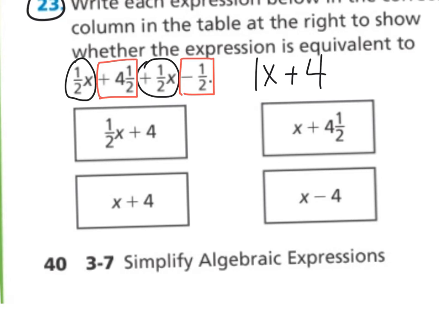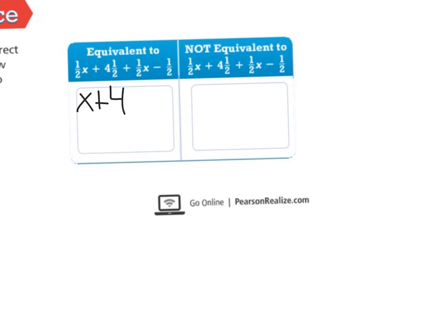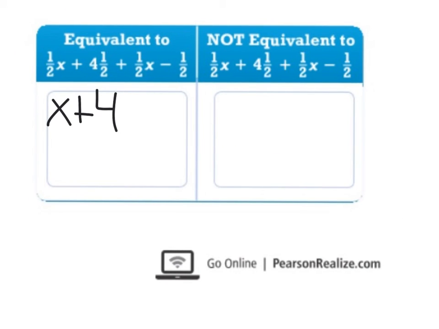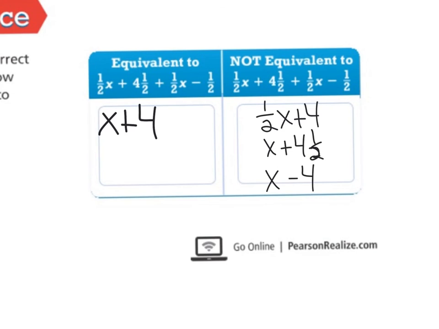So there's actually only one expression that's going to be equivalent here, which would be the x plus 4. So equivalent, we would put x plus 4, and then not equivalent would be the other 3. So 1/2 x plus 4, x plus 4.5, and x minus 4 are all not equivalent. So this gives you an idea of how to simplify algebraic expressions.